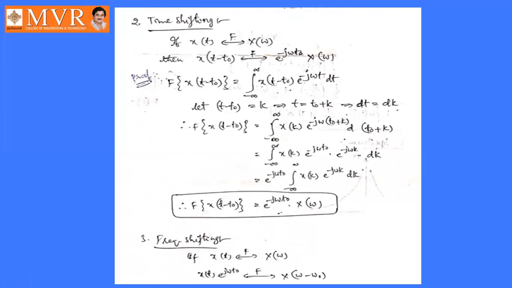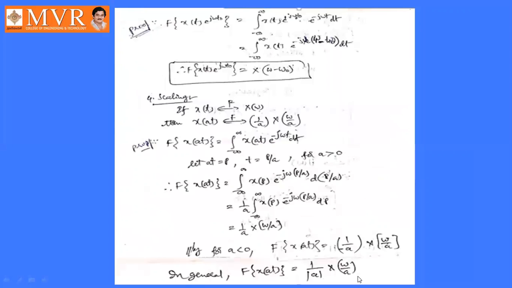Next property is frequency shifting. If the Fourier transform of x of t is x of omega, then the Fourier transform of x of t into e power j omega naught t will become x of omega minus omega naught. Here the frequency will be shifted by omega naught. In the earlier one, the time was shifted by t naught units, right? Okay. Let it be proved.